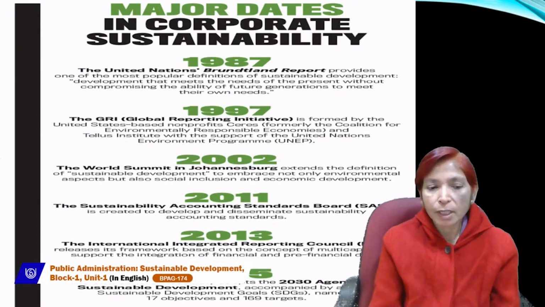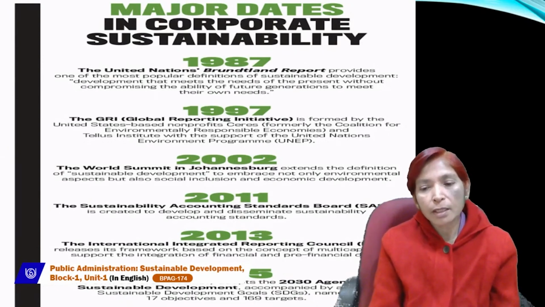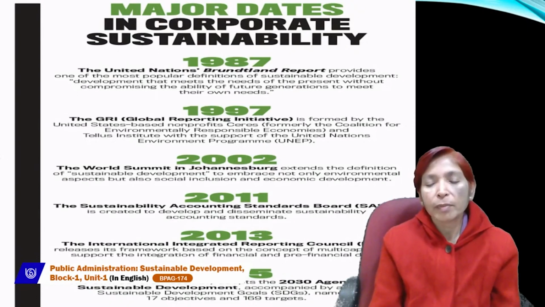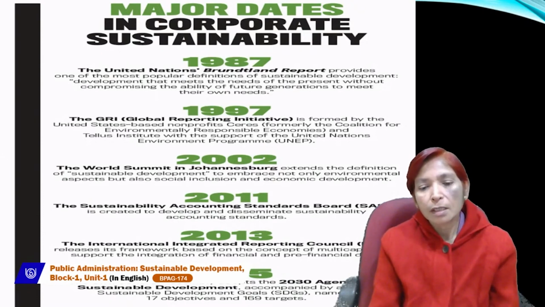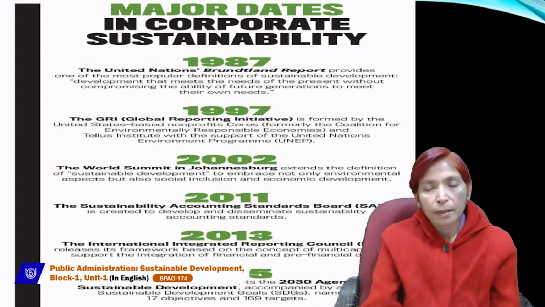And in 2015, the United Nations General Assembly adopted the 2030 Agenda for Sustainable Development, accompanied by a list of sustainable development goals, the SDGs, in which 17 objectives and 169 targets were set by the UN General Assembly report. These are the major dates in corporate sustainability or sustainable development.